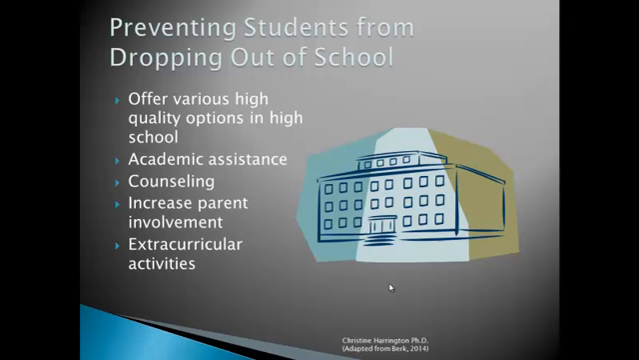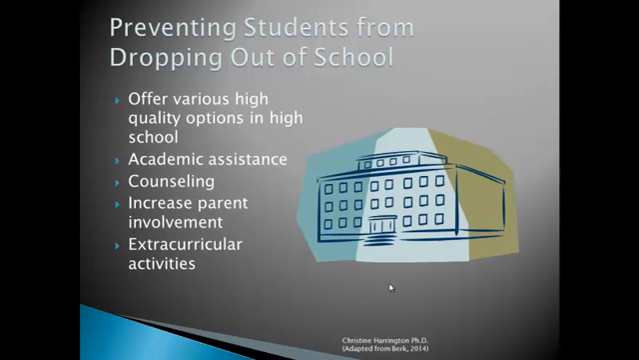So we're not making a blanket statement here. It's not a causal statement at all, but we are talking about a high correlation between dropping out and negative outcomes in the future. So what we want to try to do is think about how schools can prevent this from happening. And a couple strategies, as you can see on the slide, are to really have a lot of different options.